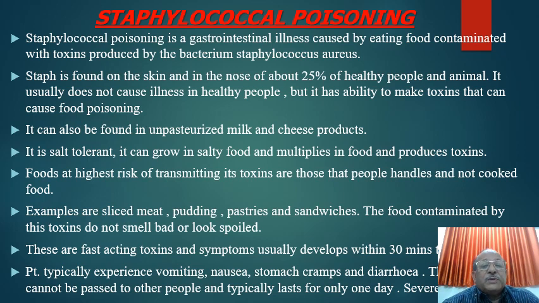The food contaminated by these toxins does not smell bad or look spoiled. The toxins are fast acting and symptoms usually develop within 30 minutes. Patient typically experiences vomiting, nausea, stomach cramps, and then diarrhea. Now this cannot be passed to other people and typically lasts for only one day.